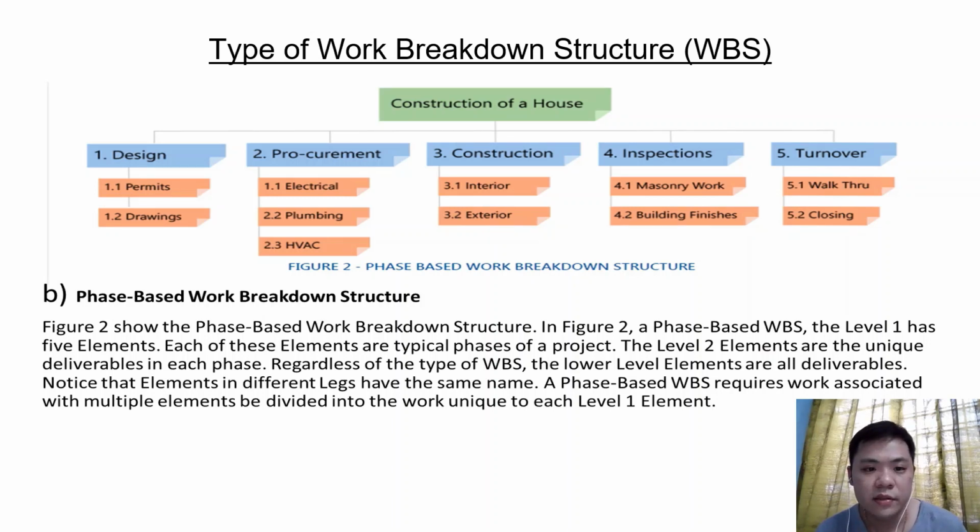The second type is a phase-based work breakdown structure. Figure 2 shows the phase-based work breakdown structure. In Figure 2 of the phase-based WBS, Level 1 has 5 elements. Each of these elements is a typical phase of a project. The Level 2 elements are the unique deliverables in each phase. The lowest level elements are the deliverables. A phase-based WBS requires work associated with multiple elements be divided into the work unique to each level element.